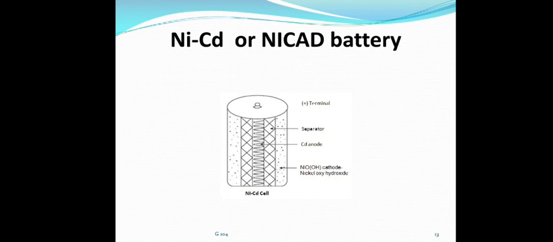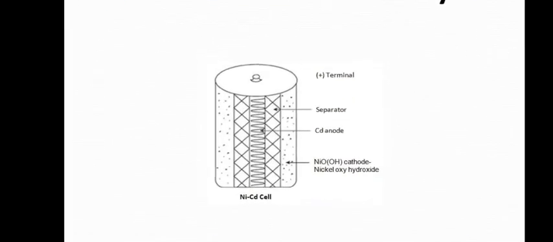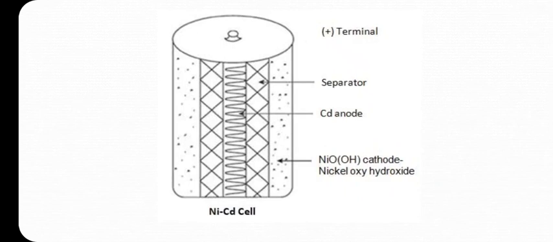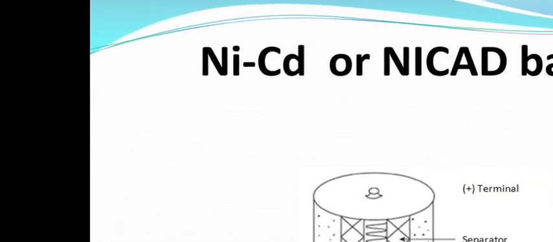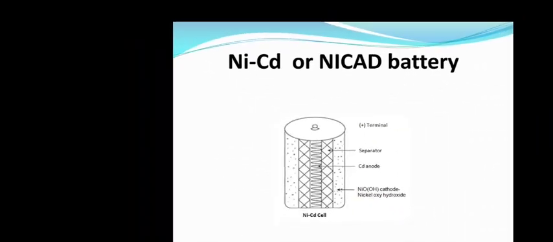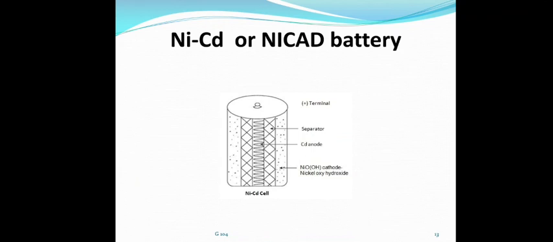So are you able to see here the diagram? So you have the cadmium anode in the middle, nickel cathode outside, is it not? Both are separated by a separator. They are not in contact with each other. What happens? Let us see.